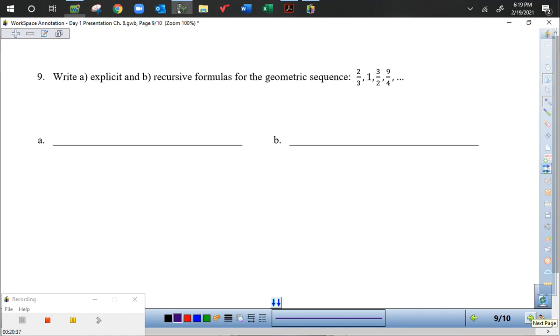Okay, so last one here, we're supposed to write both given this sequence. I want you to pause the video and decide if this is arithmetic or geometric based on the pattern. If it's arithmetic, give me the d value or the common difference. If it's geometric, give me what it's multiplying by each time. Not division, you want to think multiplication. Pause the video and try this for me.